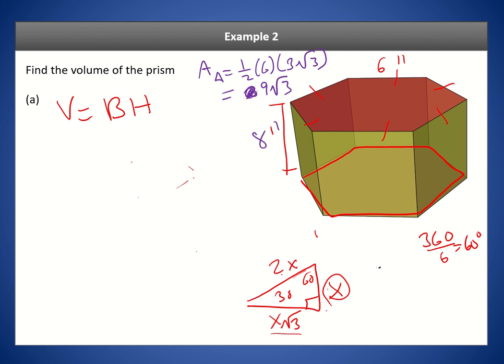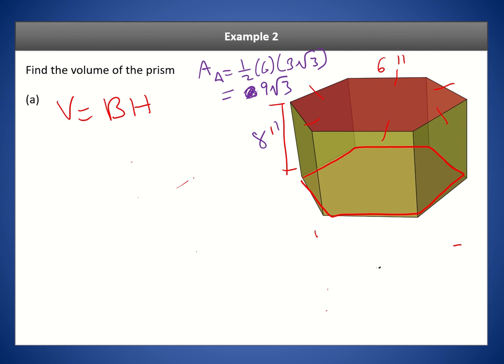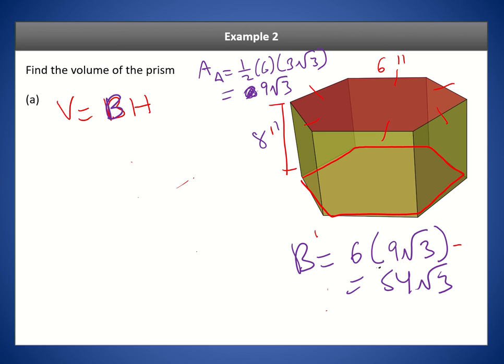And that was 8 inches. Okay, so now that we got the area of that one triangle, then that means we can get the base area, capital B. Capital B is 6 of those triangles. So it's going to be 6 times 9 square root of 3. All right, so it's going to be 54 times the square root of 3 is the area of that hexagon.